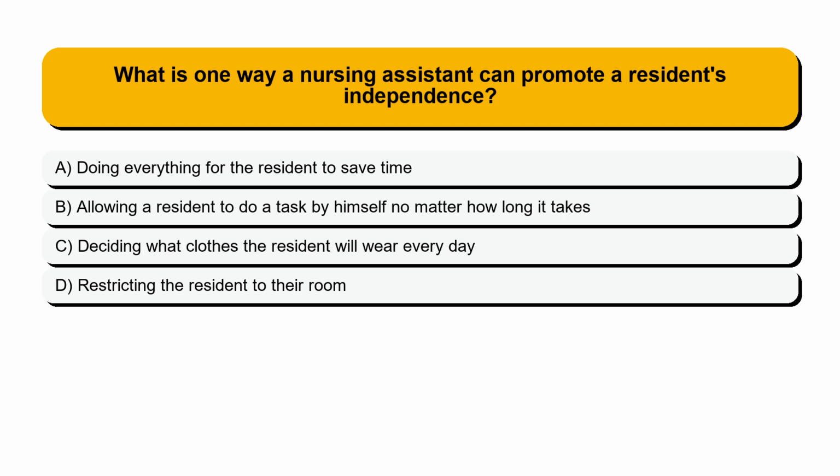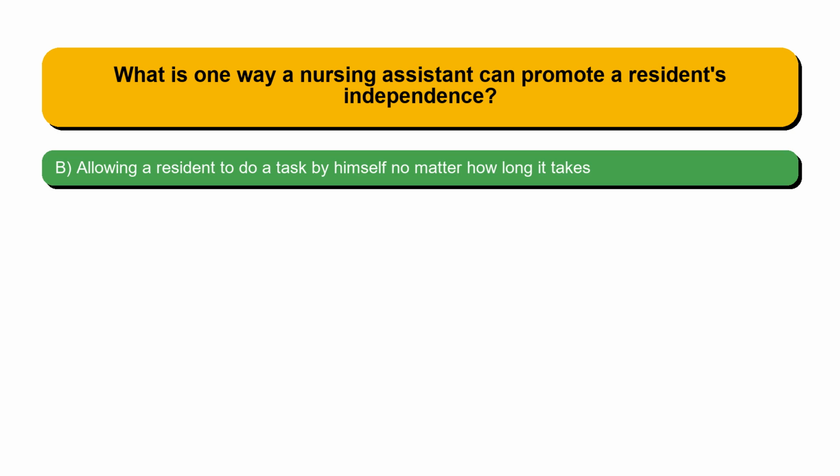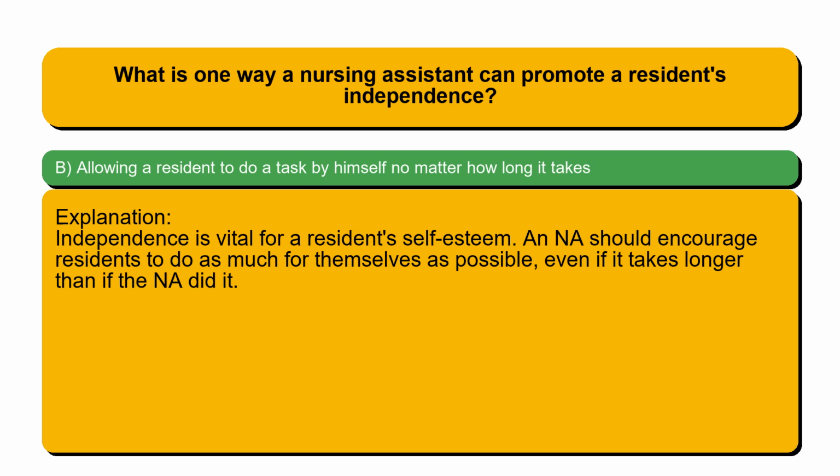Question 43. What is one way a nursing assistant can promote a resident's independence? Option A. Doing everything for the resident to save time. Option B. Allowing a resident to do a task by himself no matter how long it takes. Option C. Deciding what clothes the resident will wear every day. Option D. Restricting the resident to their room. The correct answer is option B. Allowing a resident to do a task by himself no matter how long it takes. Independence is vital for a resident's self-esteem, and NNAAP should encourage residents to do as much for themselves as possible, even if it takes longer than if the NNAAP did it.